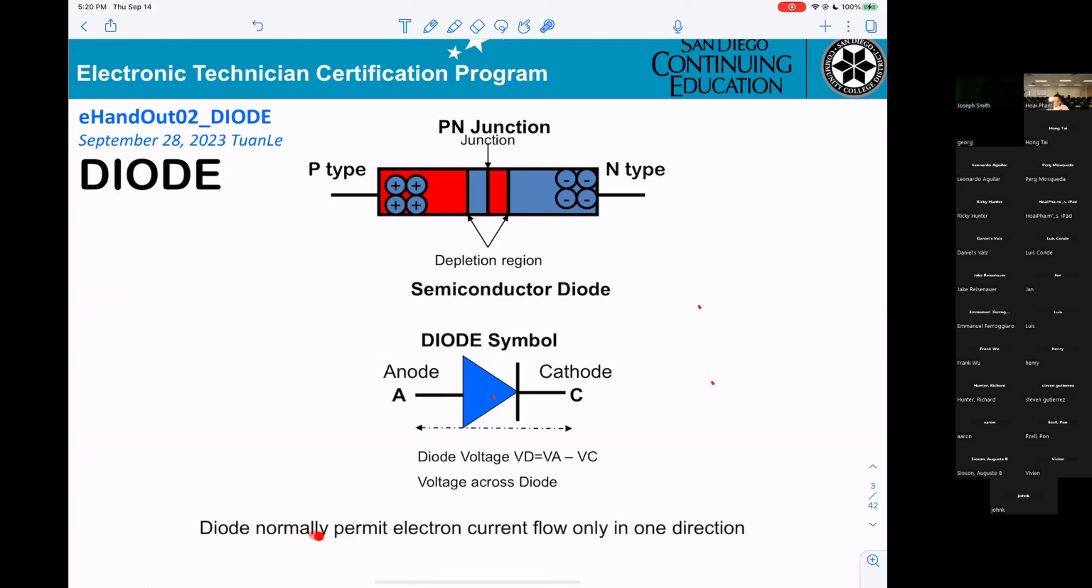Diode normally permits electron current flow in only one direction. Okay? Electron current, that means basically that current, only flowing from A to C, and it cannot flow from C to A. That means only one direction.